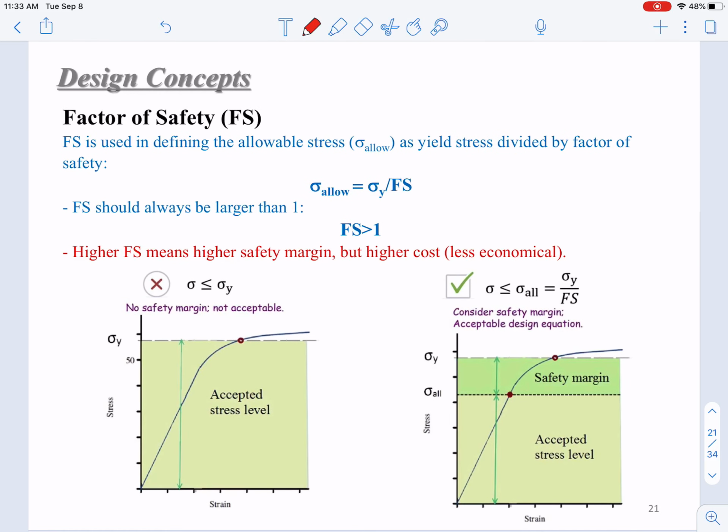So this factor of safety is used in defining the allowable stress. Okay, the allowable stress is lower than the yield stress. It equals the yield stress divided by the factor of safety. Okay, as shown here: allowable stress equals yield stress over factor of safety. Of course, the factor of safety is larger than 1. The higher factor of safety means a higher safety margin. But you can imagine that in this case, you will need to use more materials, meaning that the initial cost will be higher.